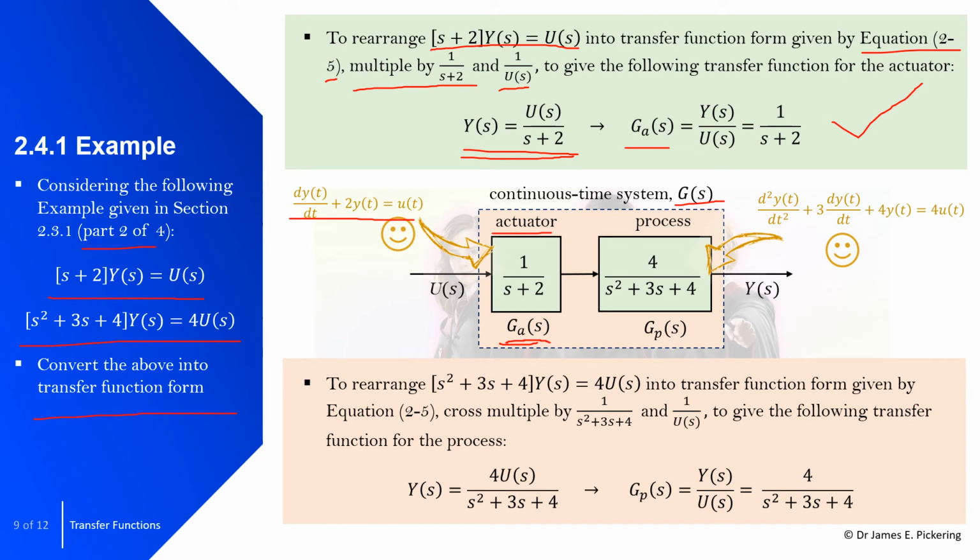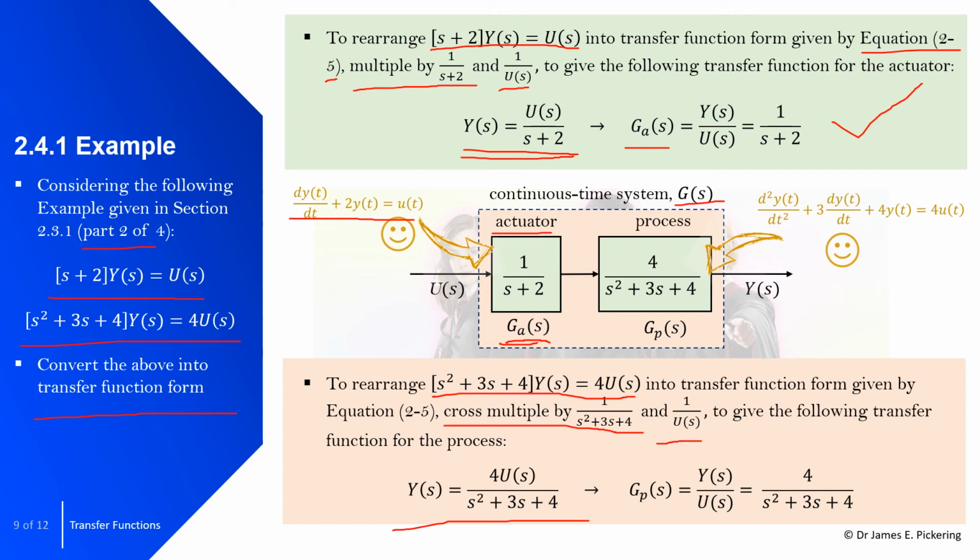Then if you move on to the second order, it's exactly the same process, and you're probably starting to see that these are actually quite straightforward. So again, referring to equation 2.5, cross multiply by 1 over s squared plus 3s plus 4, so I'll end up with y of s is equal to 4 u of s over s squared plus 3s plus 4.